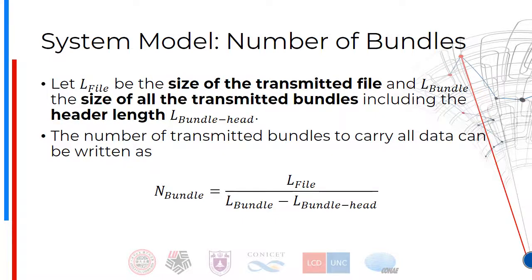So I'm going to quickly go over the different equations, or the different aspects of the model, and we're going to assume that L_file is the length of the file, the size of the file, and then we have the size of the bundle and the size of the bundle header. With these three parameters, we can estimate the number of bundles that we need in order to carry all the data that needs to be delivered with the file.